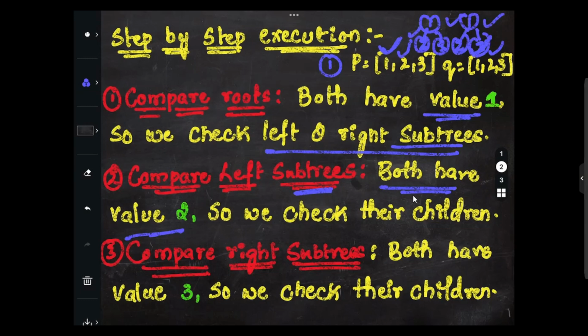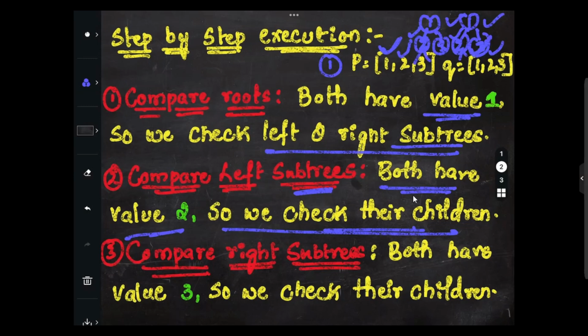So roots are the same, the left subtree is also the same, value 2. So we will check their children. So compare the right subtree. In this case, children are null, right? 2 doesn't have children here. Here also 2 doesn't have children. So we will leave, right?